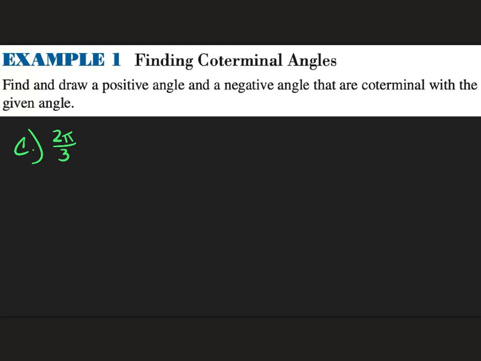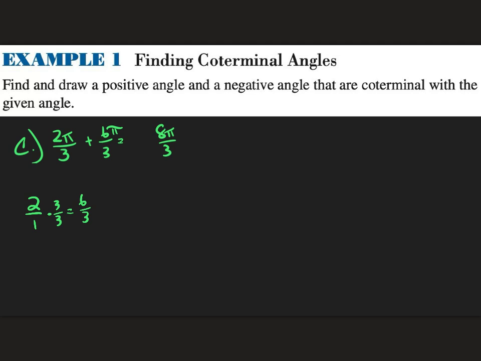Okay, so now let's look at our third angle, 2 pi over 3. This is a radian measure, so we're going to add 360 degrees, which is 2 pi radians, but we need to do some fraction magic. So 2 over 1, but we need the bottom to be 3. If we multiply by 3 over 3, we get 6 over 3. So we're going to add 6 pi over 3 to 2 pi over 3, and 2 pi plus 6 pi is 8 pi over 3 radians.